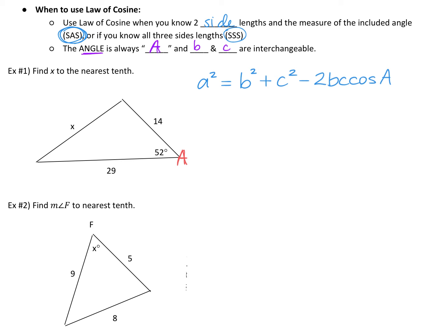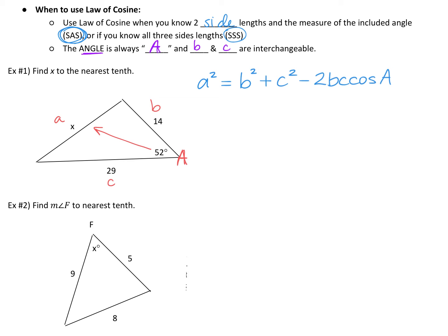If that is our capital A, then what is our lowercase a? X. The thing across from the capital A is the lowercase a, okay? And then your other two things are your lowercase b and your lowercase c, and it does not matter what order you put them in. I'm gonna call 14 our B and 29 our C. Pretty much the work is done. All you have to do now is drop it into the formula.